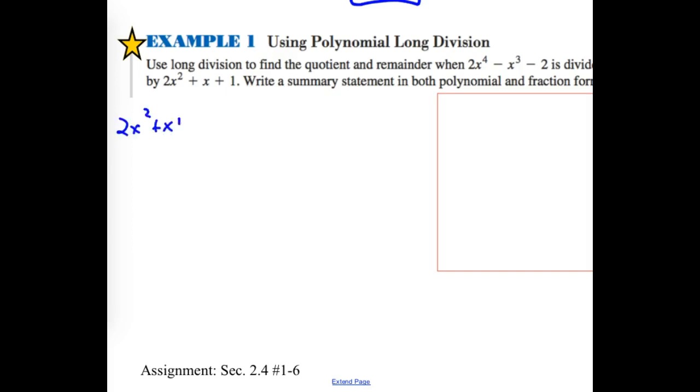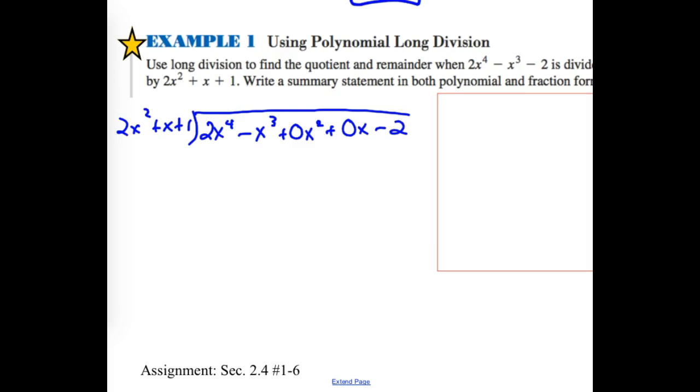2x squared plus x plus 1. Notice we aren't missing any terms that we would need zeros on that one. But our dividend, we do. We have 2x to the fourth, we have a negative x cubed, and then we don't have any x squareds. We don't have any x's, but we have a constant of negative 2. So it is important that we hold those place values with zeros for any missing terms.